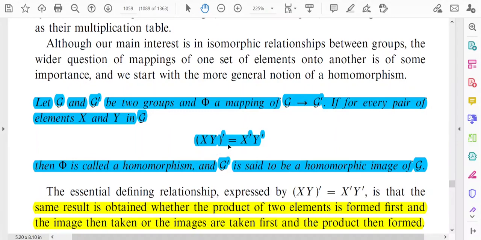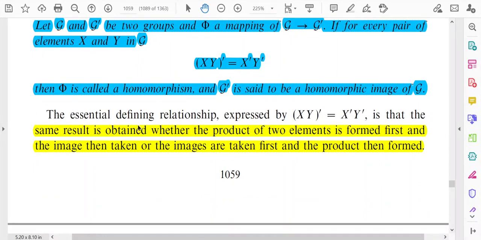So the significance of the symbol prime is that it is the image of a particular element of G onto G'. So (xy)' is equal to x'y', then phi is called a homomorphism. So this mapping phi will be called a homomorphism under this condition. If this condition holds, that is (xy)' is equal to x'y', then we say that the mapping is known as homomorphism, and G' is said to be a homomorphic image of G.